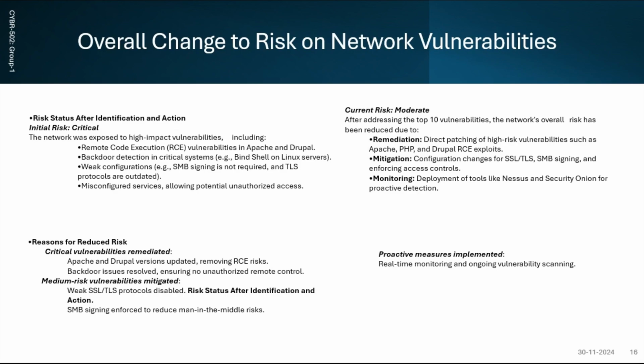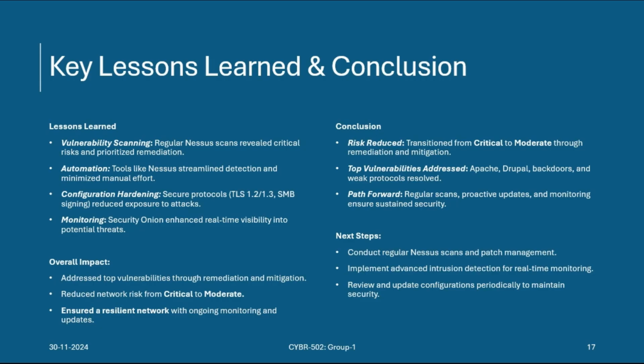Now, let's discuss the lessons learned and our conclusion. Regular vulnerability scanning using tools like Nessus played a critical role in revealing critical risk and prioritizing remediation efforts. Automation played a significant role in streamlining detection and minimizing manual effort. Configuration hardening, such as implementing secure protocols like TLS 1.2, 1.3, and SMB signing, effectively reduced our exposure to attack. Additionally, the use of monitoring tools also enhances our real-time visibility into potential threats.